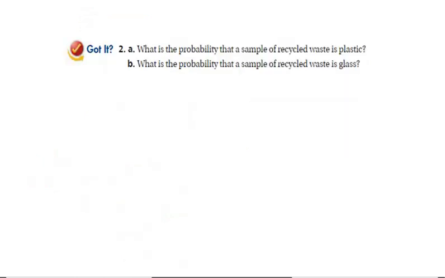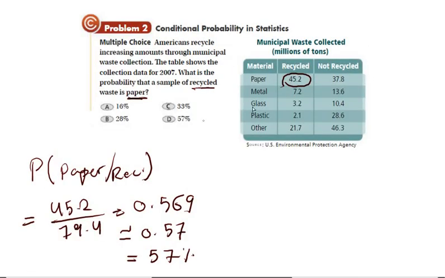Now again, pause the video for some time to check your understanding of the previous problem. Okay, let's solve it together. A. What is the probability that a sample of recycled waste is plastic? Let's go back to the table to see the numbers. Now the amount of recycled plastic is 2.1, and the total amount is again the same as this.